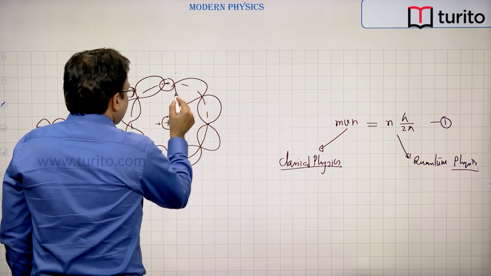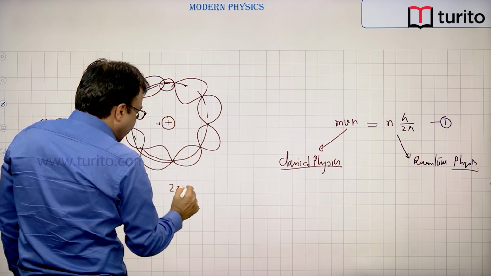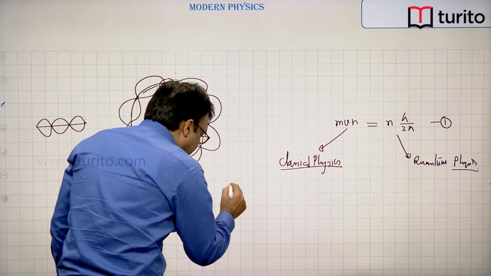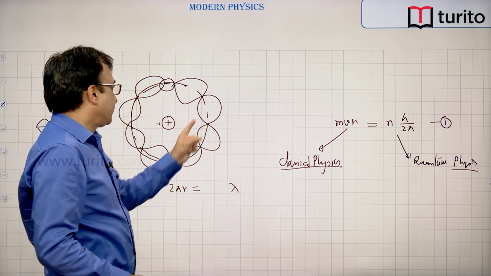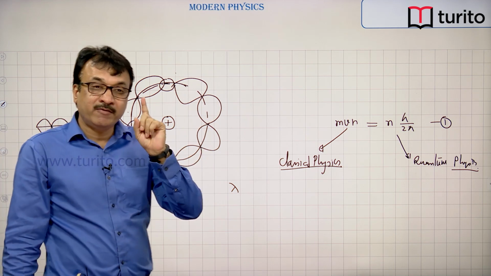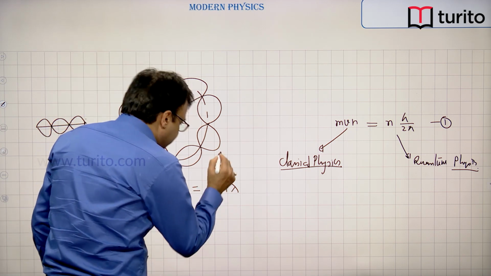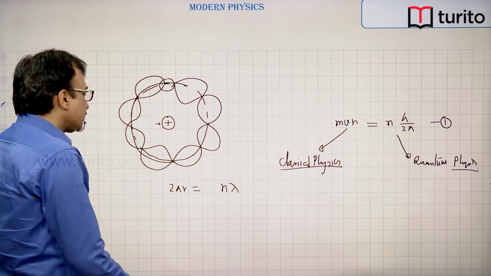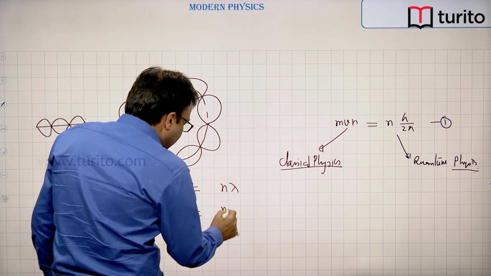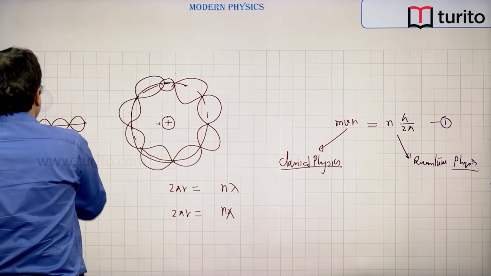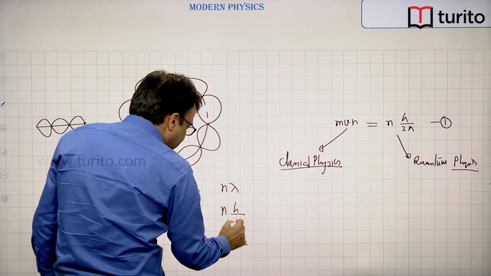Complete loop means the radius of the orbit must be such that the circumference, which is 2 pi r, must be equal to either lambda, or 2 lambda, 3 lambda, 4 lambda. That is, in the circumference of the orbit, exactly one wave must fit, or two waves, or three waves, or n waves must fit. So, 2 pi r equals n times the wavelength of matter wave, which is given by h upon mv.